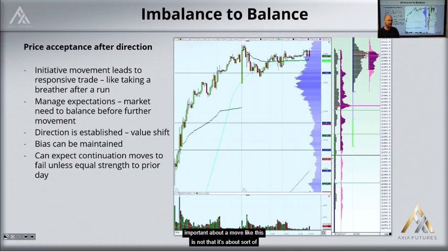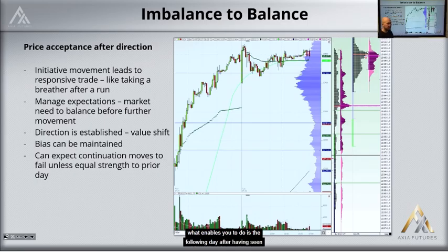What's so important about a move like this is not that it's about saying, "Well, how am I going to trade these balance days?" It's about managing expectation, particularly on a day-to-day basis. It's a very common thing to see that when you get a very clear directional move, an imbalancing market, a market that drives in one direction, typically after that the market needs to take a breather and balance out.